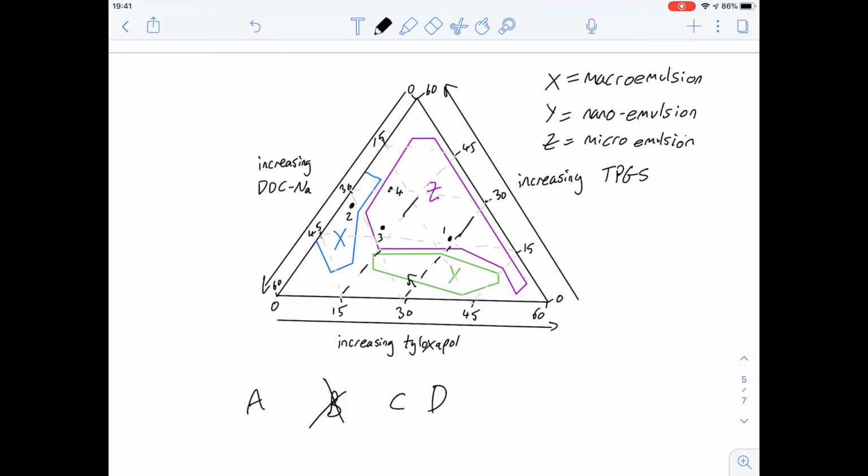Okay, so the next we could look at is TPGS. And we can see that there are these 2 lines here that can bound point 1. We've got one here which says that point 1 must have at least 15% TPGS. And this line here says there's got to be less than 30. So we know that the amount of TPGS at point 1 is going to be between 15 and 30.